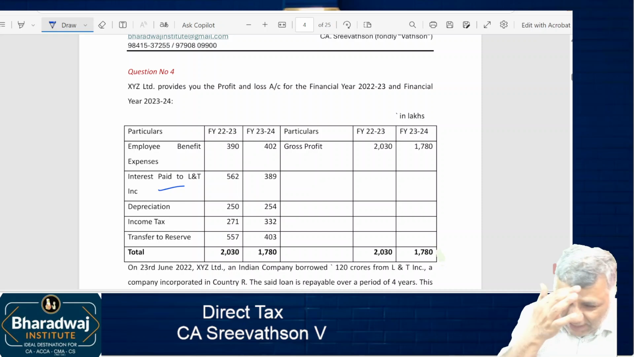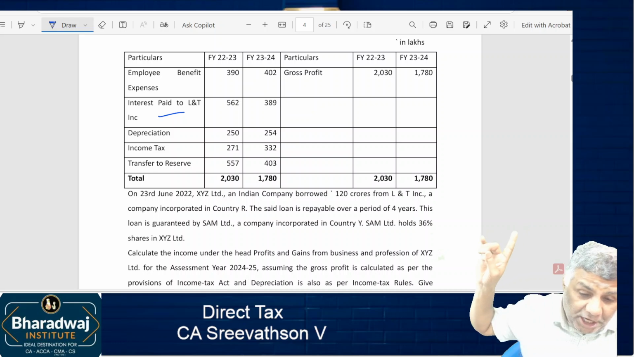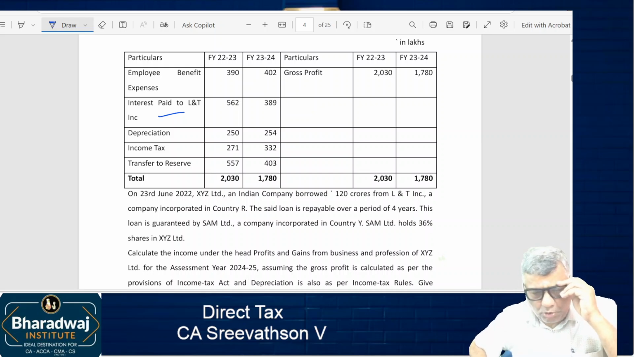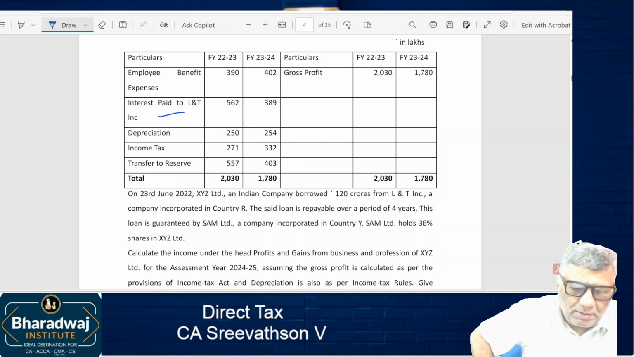Depreciation, income tax, transfer to reserves. On 23rd June 2022, an Indian company borrowed 120 crores from L&T Incorporation, a company incorporated in country R. The said loan was repayable in 4 years. This loan is guaranteed by SAM Limited, a company incorporated in country Y. SAM holds 36% shares in XYZ Limited.